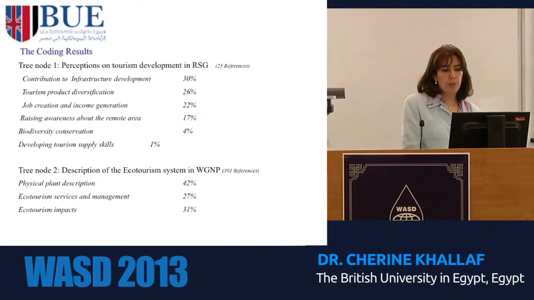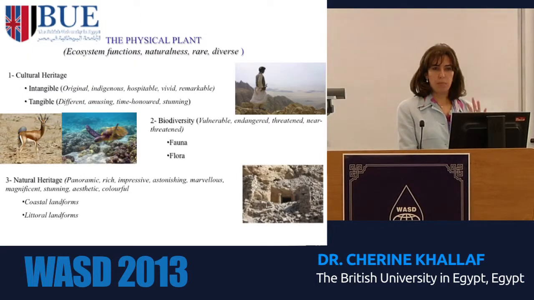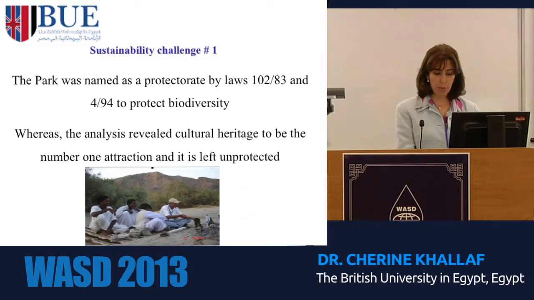So in order not to bore you with the numbers that we have found, I'll just go directly to the results in plain words. The first thing that we noticed about the physical plant, when we examined the case of Wadi al-Gamel, we found out that cultural heritage represents the first or the most important type of attraction. It starts with the intangible cultural heritage, followed by the tangible cultural heritage. The second attraction was biodiversity, and the third was the natural heritage.